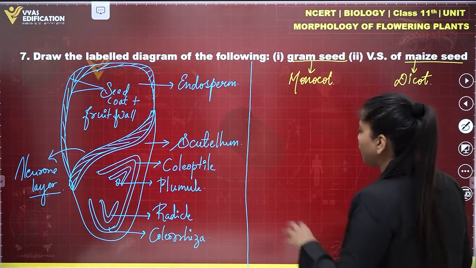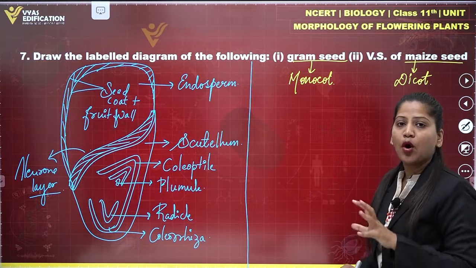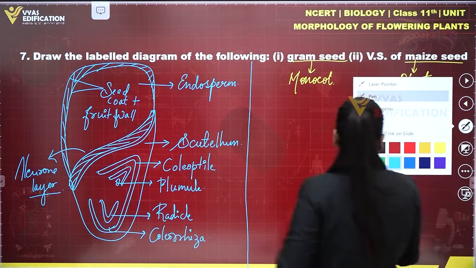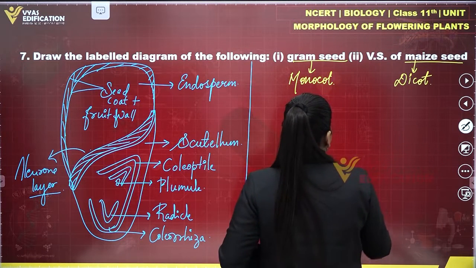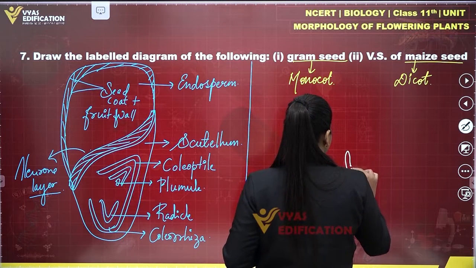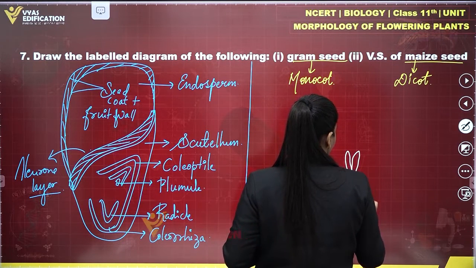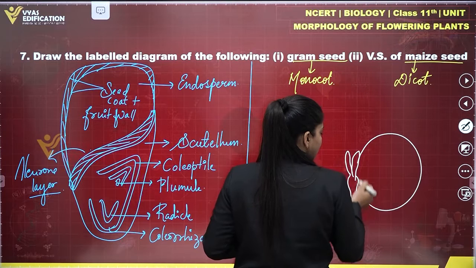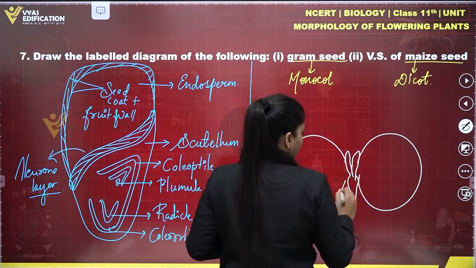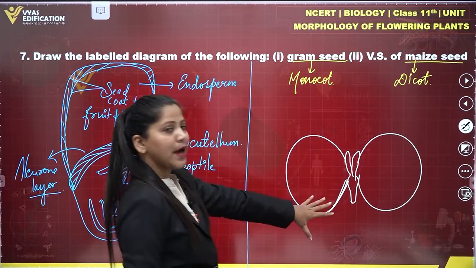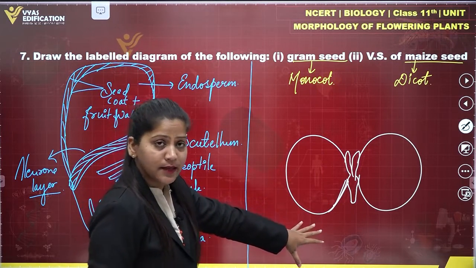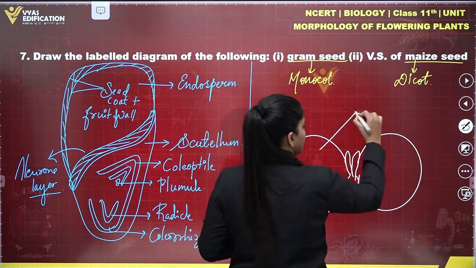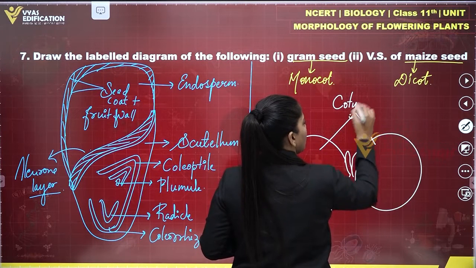Now we are going to draw the labeled diagram of dicot seed or the seed of maize. Now see, if we want to draw the diagram of dicot seed, this is the embryonal axis having two cotyledons. This is the simple diagram representing the dicot seeds. You will see this is the embryonal axis, these are the two cotyledons.